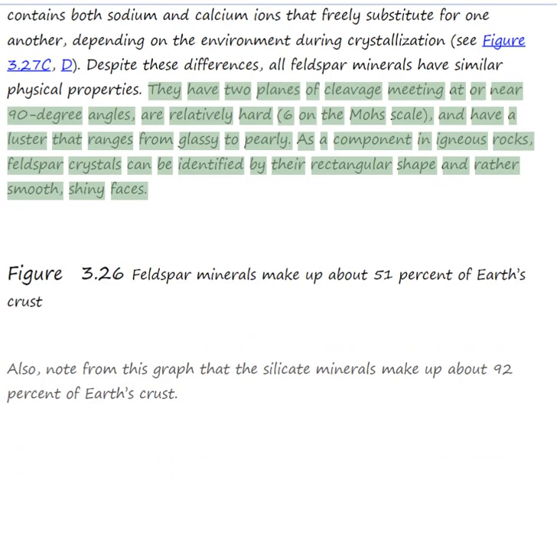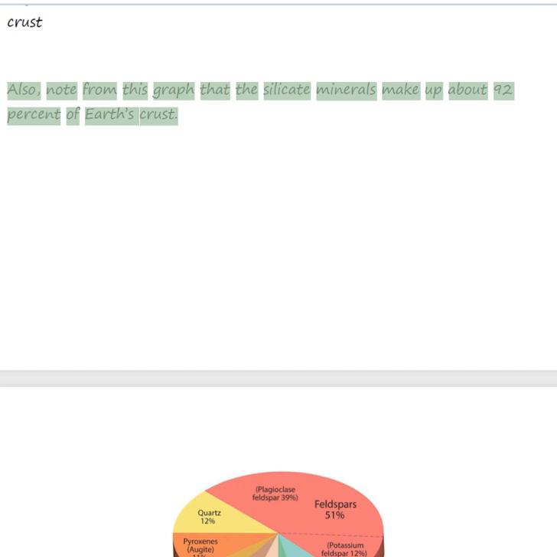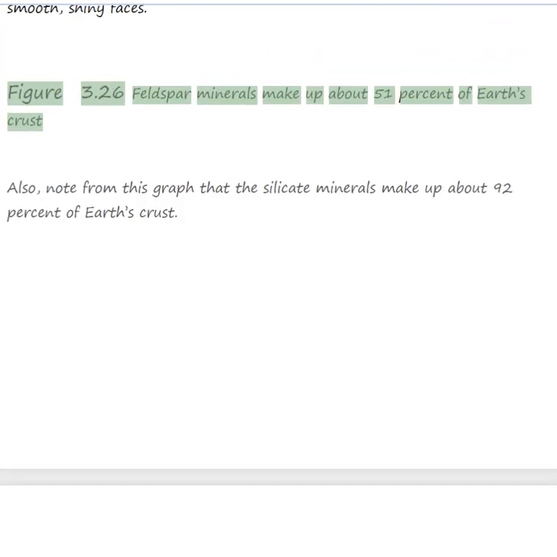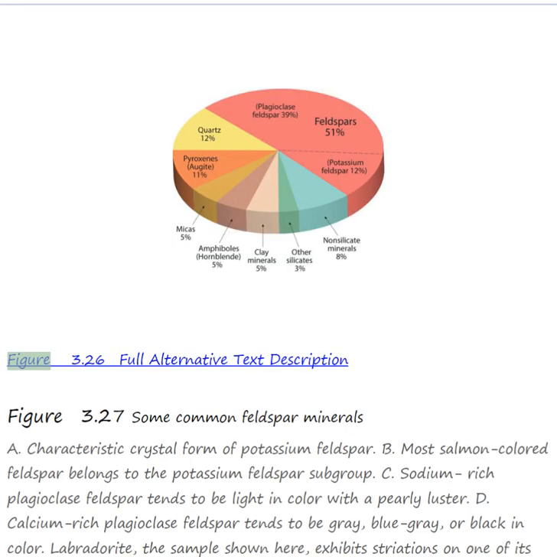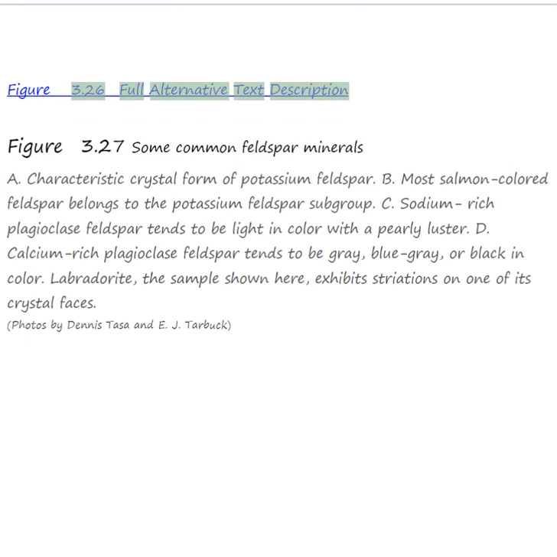They have two planes of cleavage meeting at or near 90-degree angles, are relatively hard, and have a luster that ranges from glassy to pearly. As a component in igneous rocks, feldspar crystals can be identified by their rectangular shape and rather smooth, shiny faces. Also, note from this graph that the silicate minerals make up about 92% of Earth's crust. Figure 3.26 Feldspar minerals make up about 51% of Earth's crust. Figure 3.26 Full alternative text description.